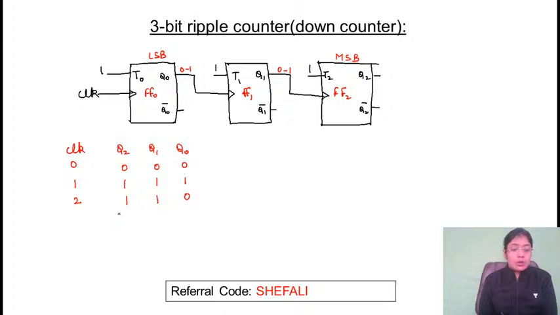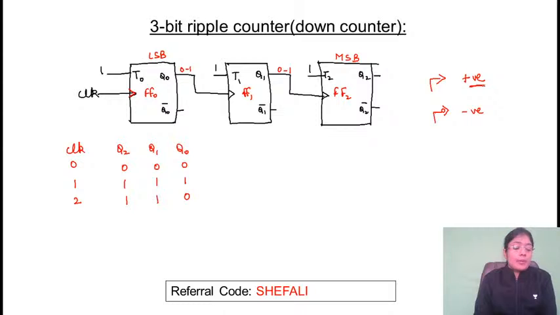Ma'am, please repeat. Okay. For clock 1, first identify which clock this is. This is a positive clock. If something like this is given, this means positive. And if a bubble is there, this means negative.